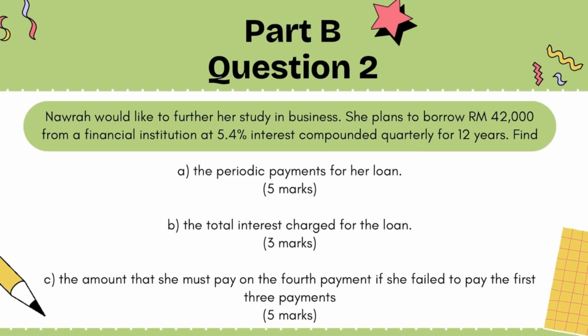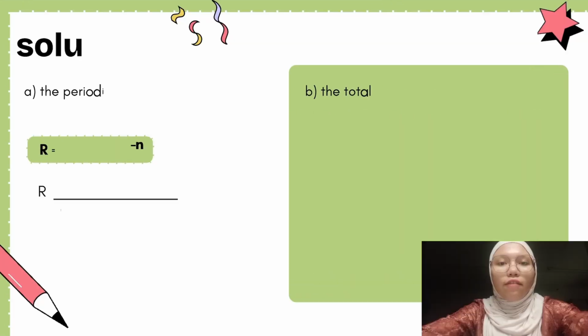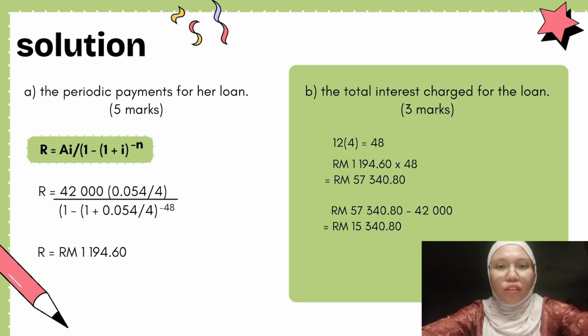Explanation for Part B, Question 2. Laura would like to further her study in business. She planned to borrow 42,000 ringgit from a financial institution at 5.4% interest compounded quarterly for 12 years. Find R, the credit payments for her loan.